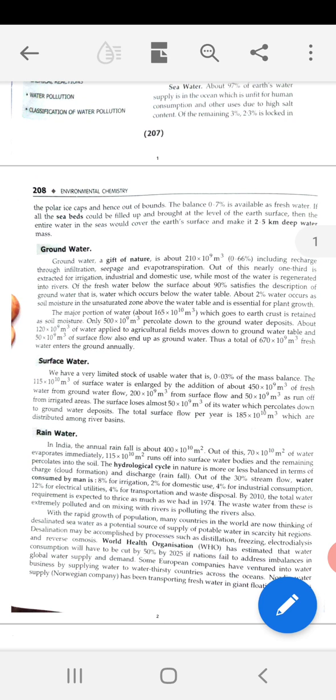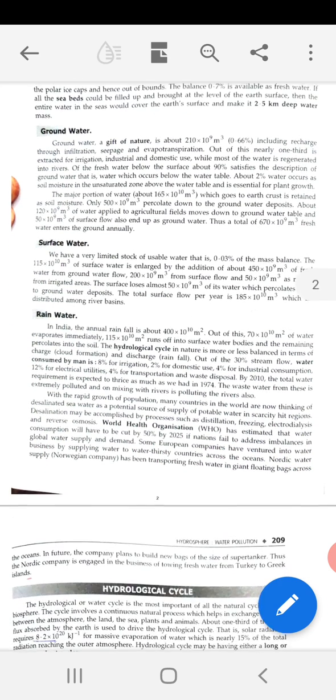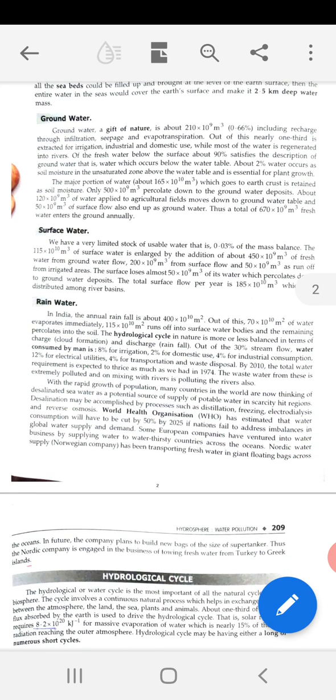About 2% water occurs as soil moisture in the unsaturated zone above the water table and is essential for plant growth. Surface water. The major portion of water, about 165 × 10^10 m³, which goes to the earth's crust, is retained as soil moisture.